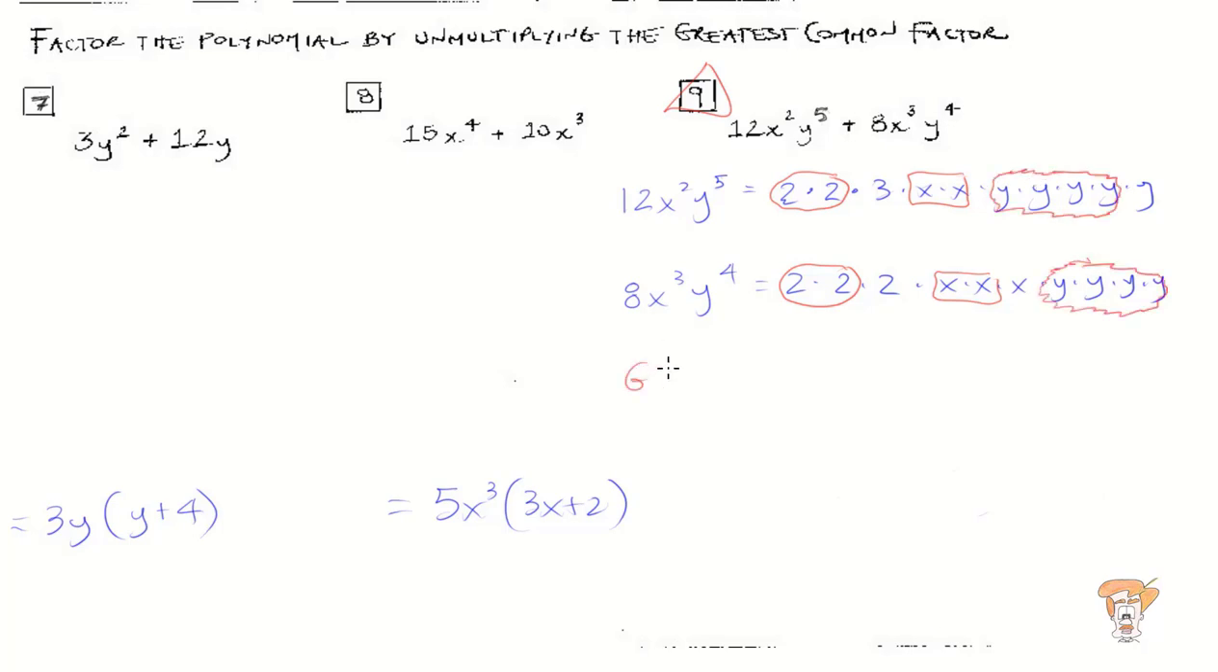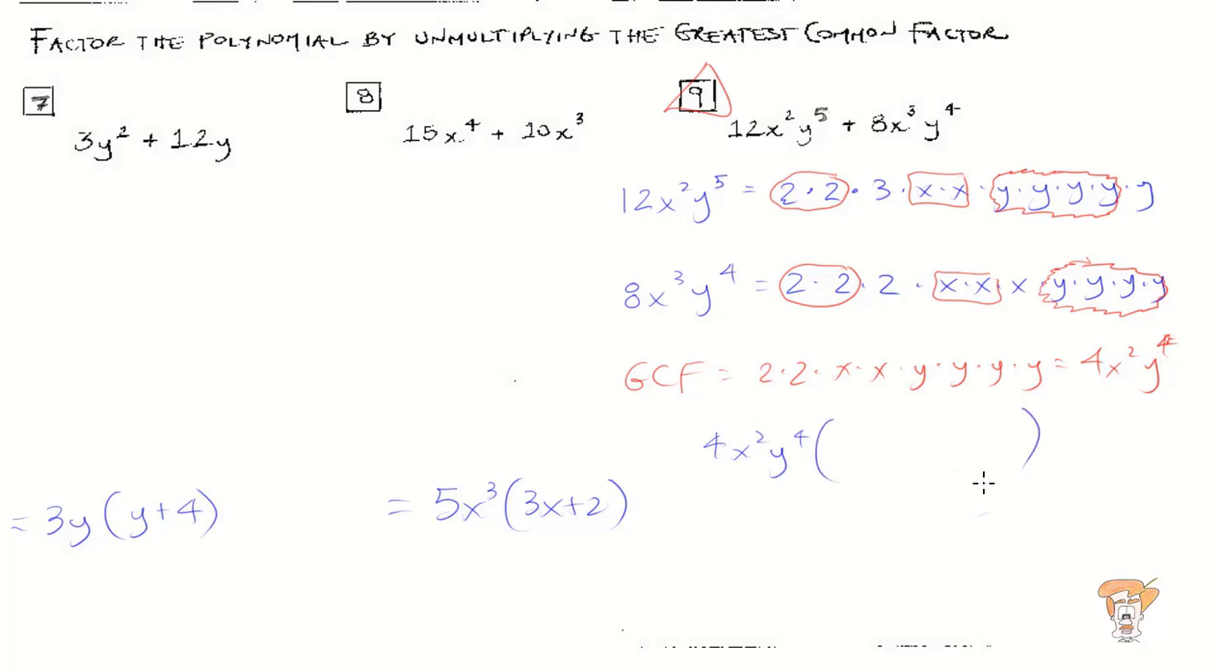Therefore, our greatest common factor is going to be 2 times 2 times x times x times y times y times y times y, which is 4x squared y to the fourth. Then we unmultiply the 4x squared y to the fourth from each of those monomials. So 4x squared times y to the fourth.